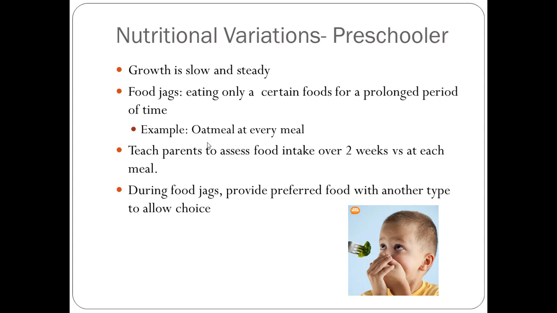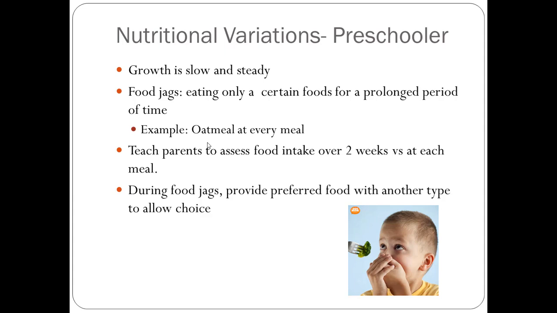Their growth is slow and steady. Where the toddler went through the anorexia, the preschooler is going to go through food jags where they only eat certain foods for a longer period of time. My son growing up for the longest time, probably like a year, the only thing he would eat was oatmeal. And he still eats it quite frequently, but he eats other things now.